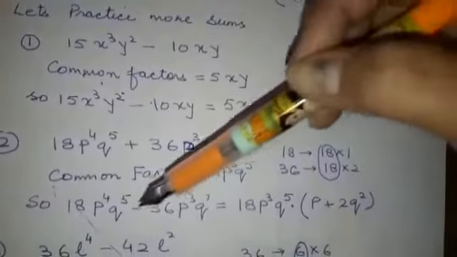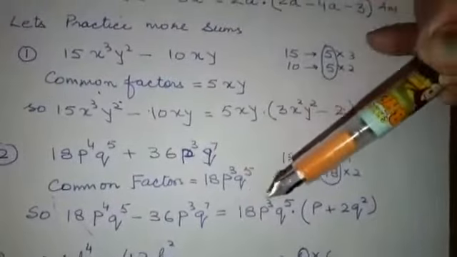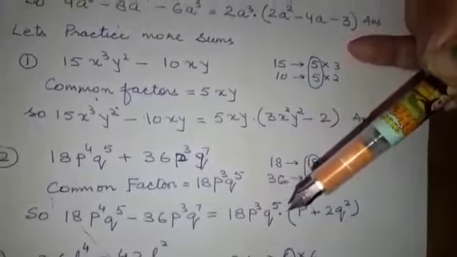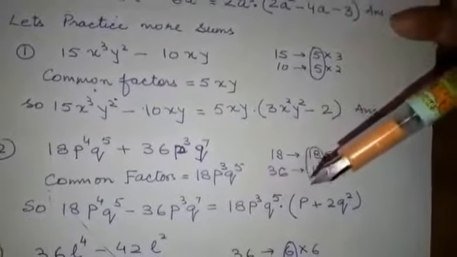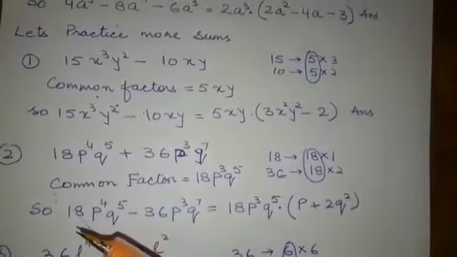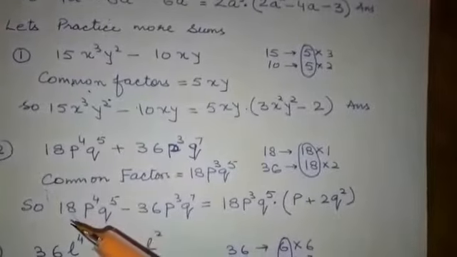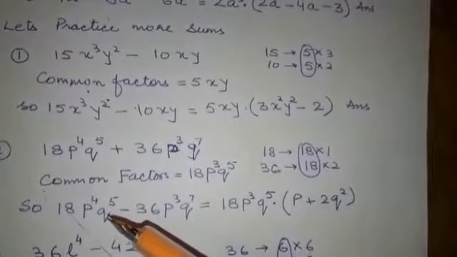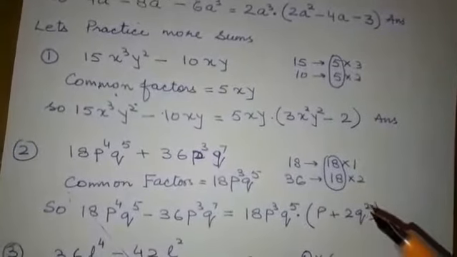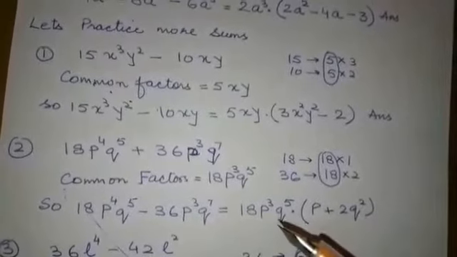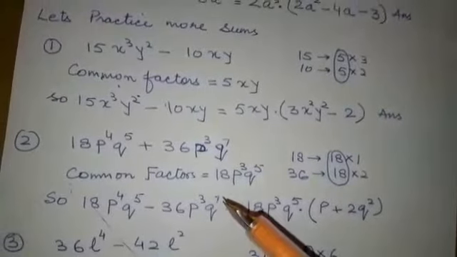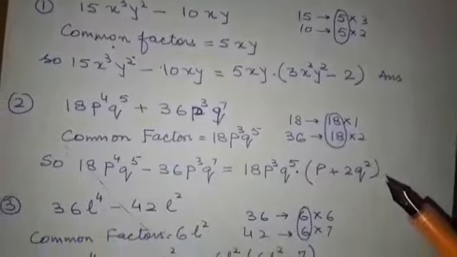Now we express the given expression as, we write the common factor first, that is 18 p cube q5, and we put the multiply sign, that is dot, then put bracket, and from this you get p left in the bracket because 18 has been taken out, and p cube and q raised to the power 5 have been taken out. So only p is left plus 2q square. Why is q square coming here? Because q raised to the power 5 is already taken out of q raised to the power 7. And this is your answer now.